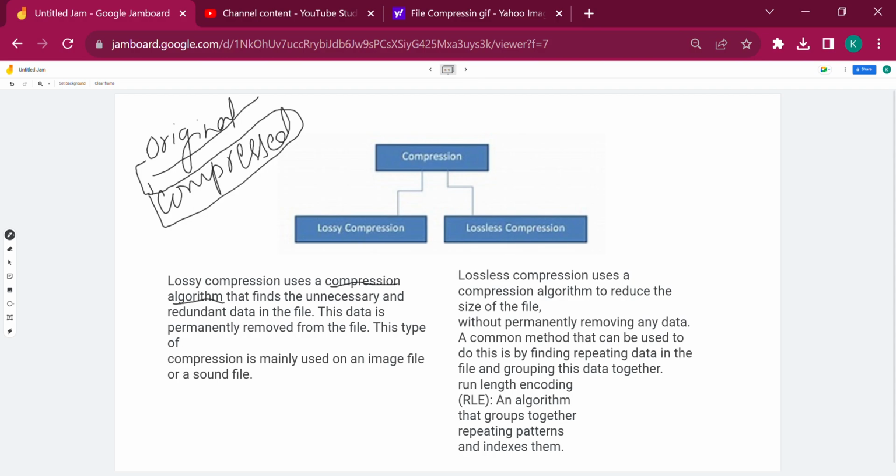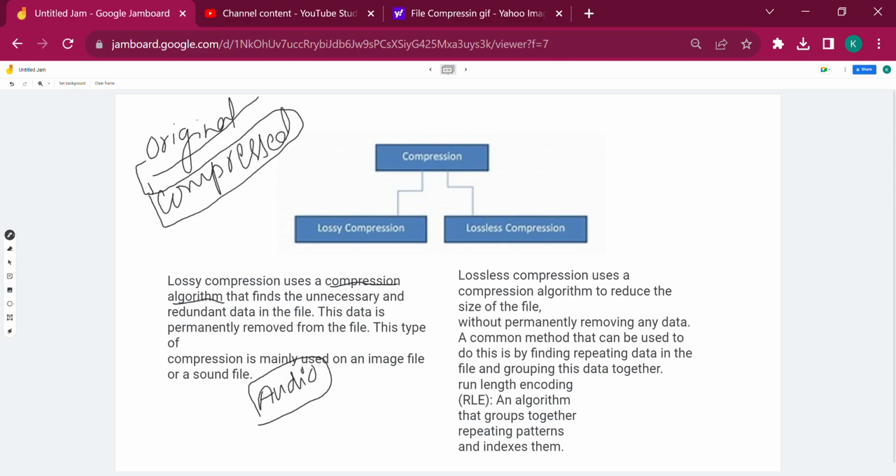What these compression algorithms do for us is find the unnecessary and redundant data in the file. For example, if I am talking about audio files, there are several types of sounds that are not audible by the human ear. So we usually reduce them. Same in the case of image files as well.